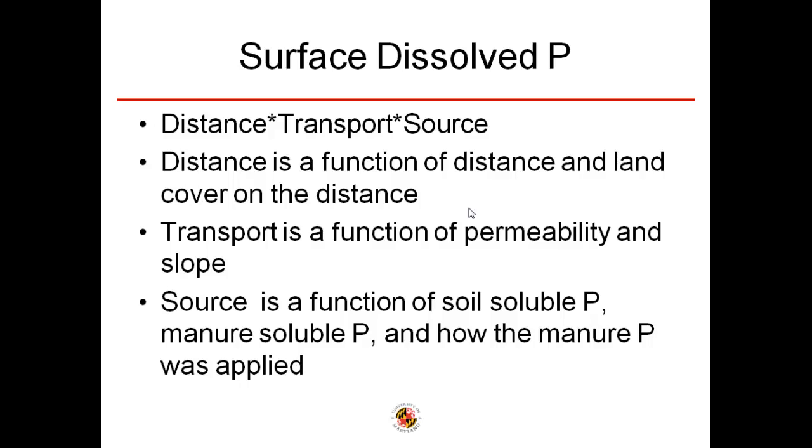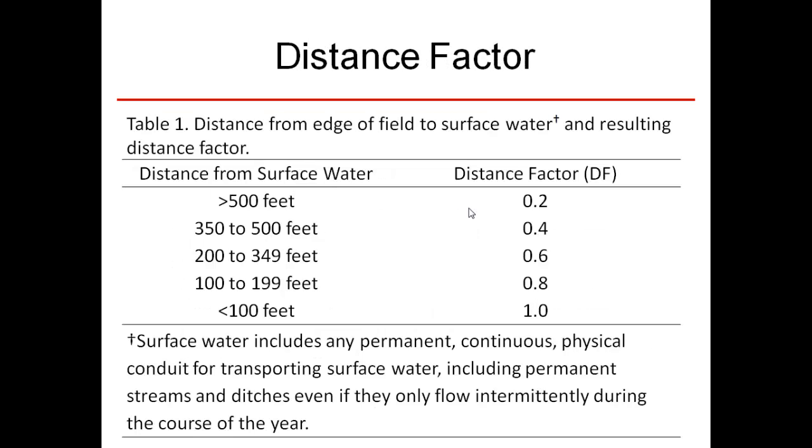So what's changed here is the distance factor is a little different. Transport is identical, and then with source it's a little bit different. That distance factor uses the return period threshold. It's much different than the old distance factor. Basically, if you're greater than 500 feet from a ditch, your P-index surface dissolved P score will be decreased by 80%. Okay? And then if you're less than 100 feet from a stream, we're saying you're within that contributing area to that stream. And so this is a hydrologic function designed by hydrologists that says what's the contributing area to that stream.